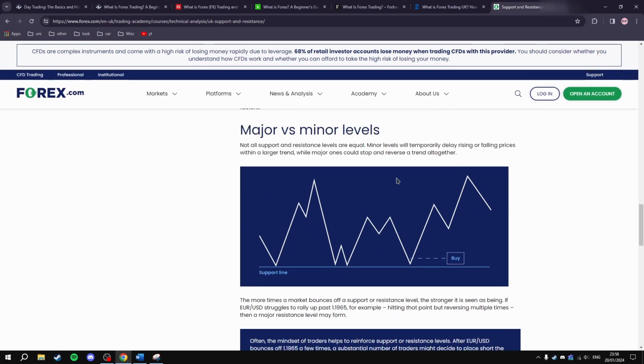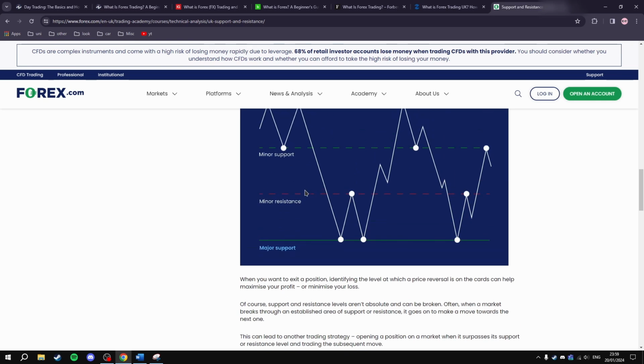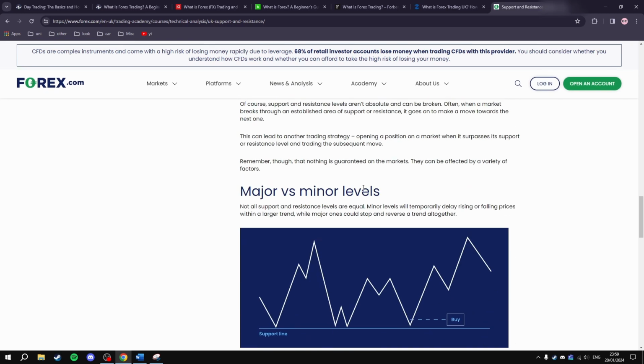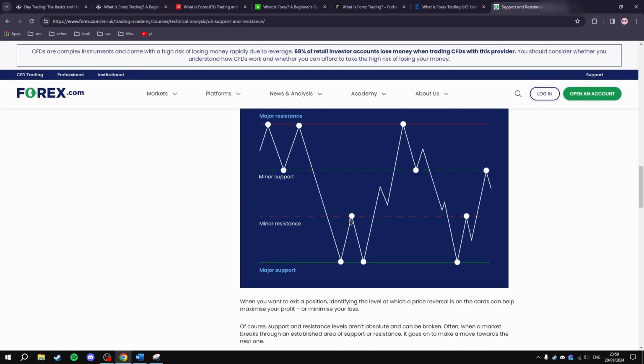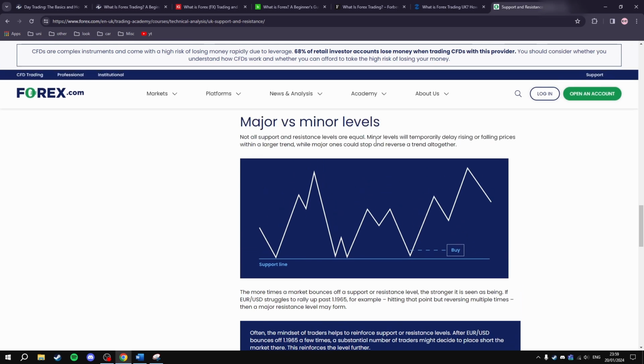So major versus minor levels. Not all support and resistance levels are equal. Minor levels will temporarily delay rising or falling prices within a larger trend. So this is a minor resistance, but at the end it still rises up, while major ones could stop and reverse the trend altogether.